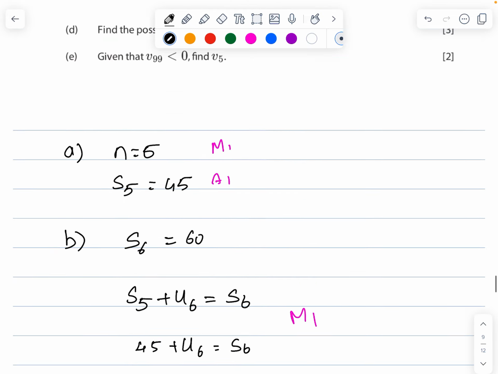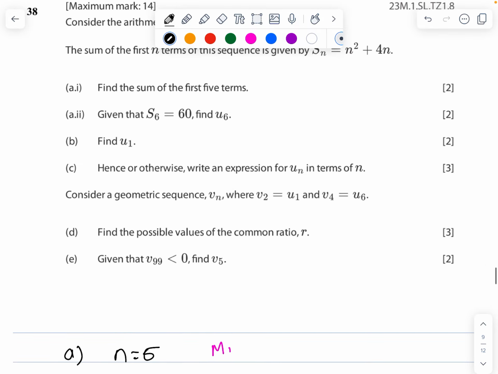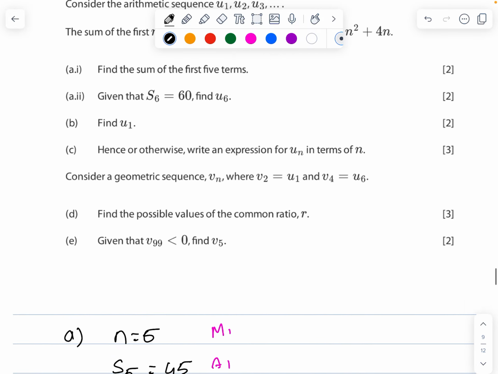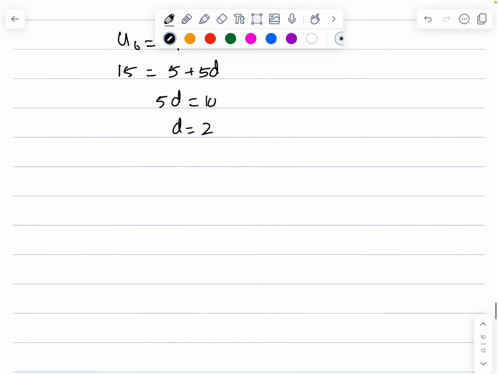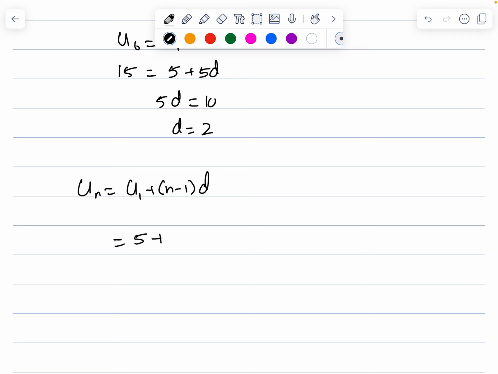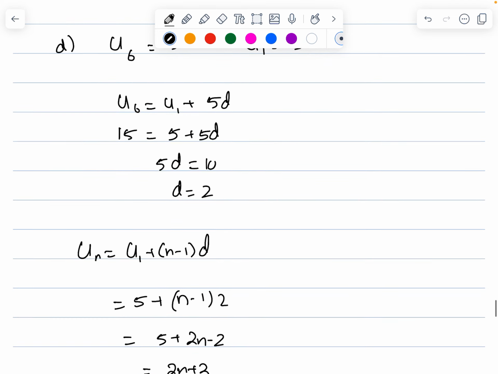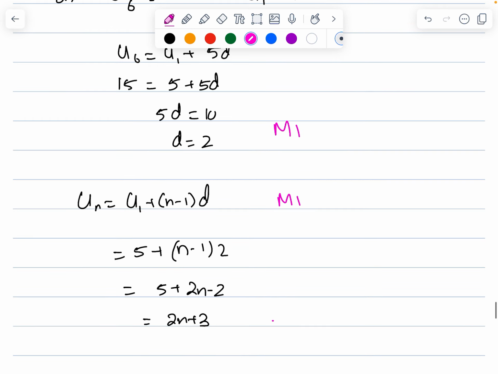Next, what is being asked? Part C, find an expression for Un. We have to find an expression for the nth term. The nth term formula is U1 plus (n minus 1) times d, which is 5 plus (n minus 1) times 2. So that is 5 plus 2n minus 2, which is 2n plus 3. That is going to be the answer. So for finding this, it is M1, again an M1 and an A1.